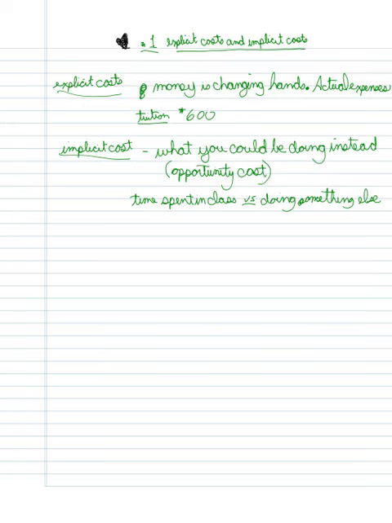Now, what we essentially do then is we create distinctions between those when we start to talk about our economic profit versus our accounting profit, which is what we'll do in part 2.